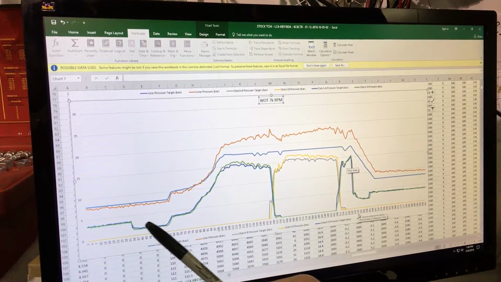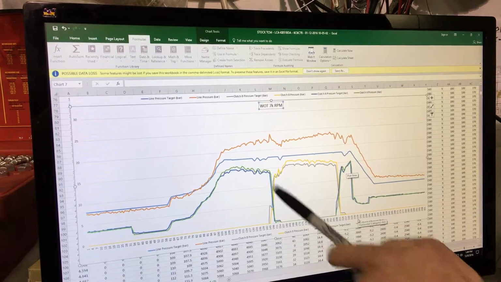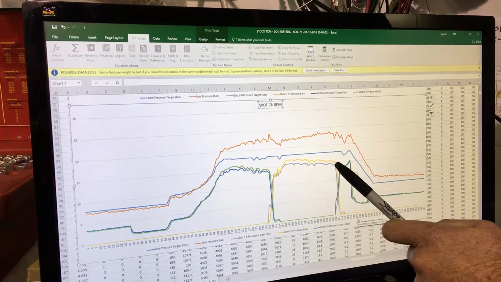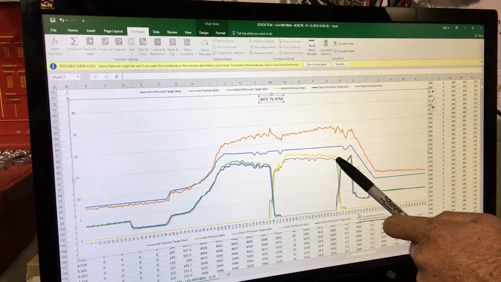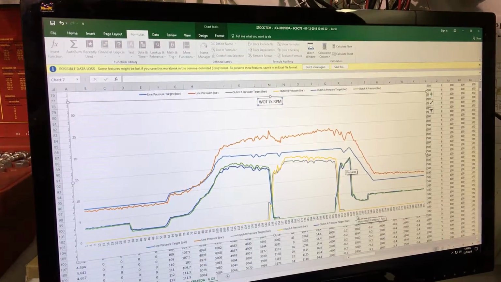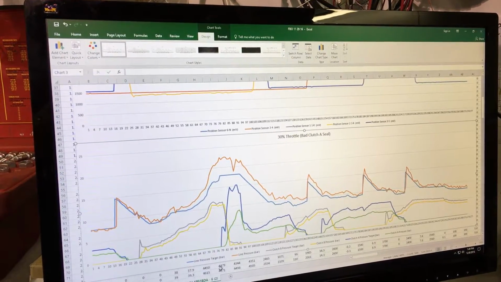Same thing, I started off in second, went all the way up to 7,000 RPM in second, shifted at 7,000 RPM in third. There's no drop off in pressure. Everything is following perfectly. It's actually a really happy trans. So now we go to an unhealthy trans.